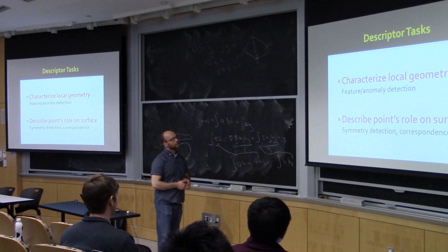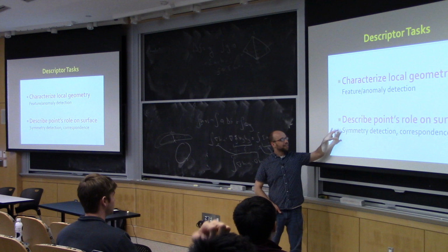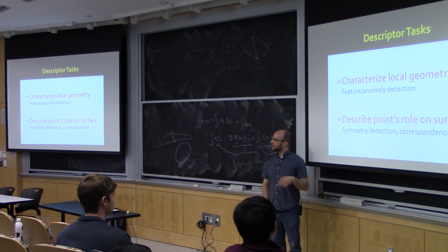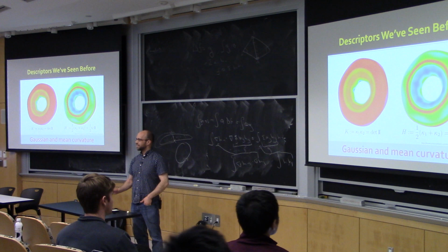One is to just describe the geometry around a point, to understand how one point differs from another. A different way of understanding that is that I want to describe the role of a point on a surface. Like the tip of the ears of the bunny is quite different from his nose, and that's what's going to allow me to match one bunny to another. So we've already seen descriptors, right? Like here's Gaussian and mean curvature, our two favorites. In fact, I think you computed them on your homework.